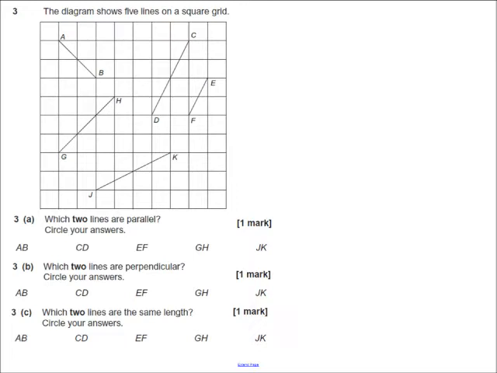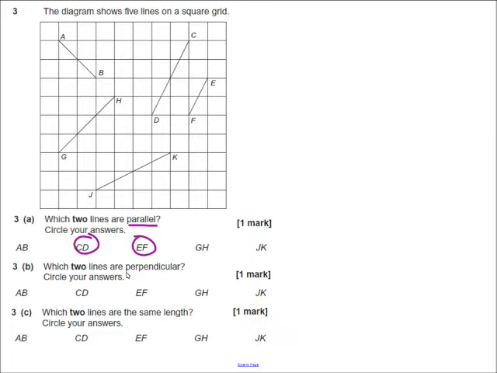Question 3 states that the diagram shows 5 lines on a square grid, and each of the lines has a letter at either end. So we have line A, B, C, D, and so on. Question 3A asks which 2 lines are parallel. So you need to know the definition of parallel, and that is the lines run together and will never meet. So the 2 parallel lines I can see look like C, D, and E to F, and that's what you'd circle.